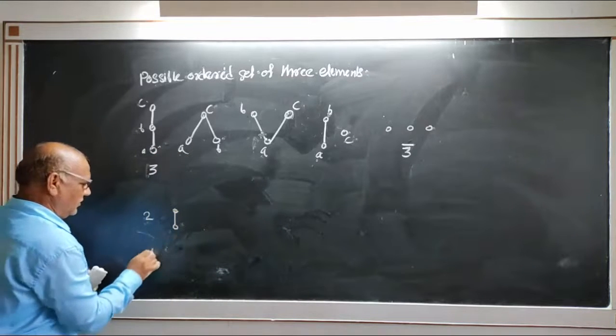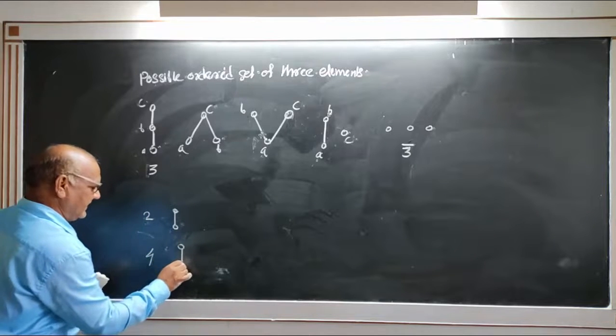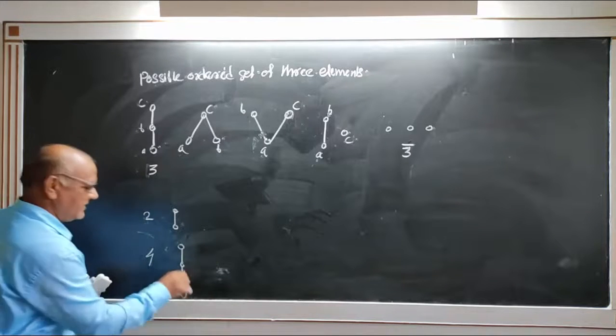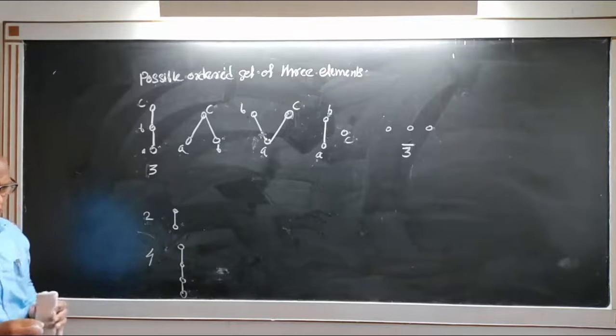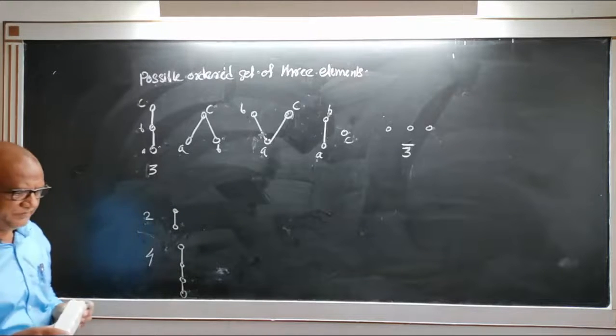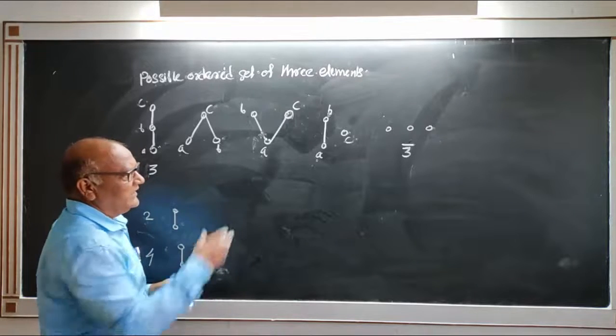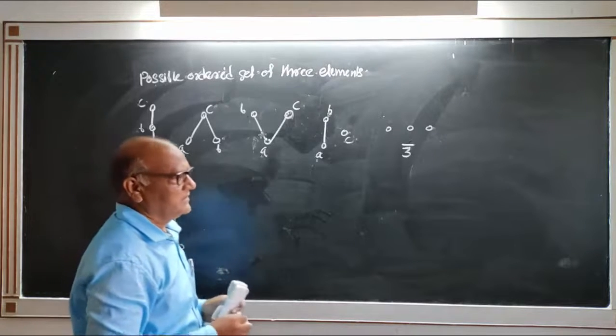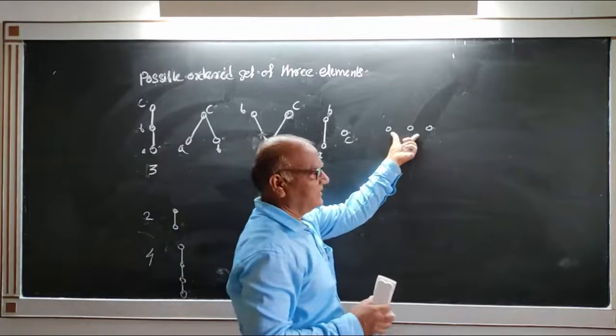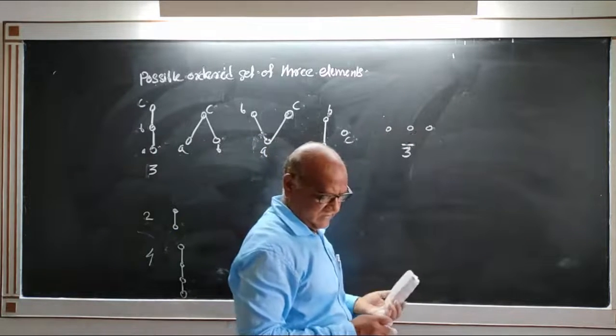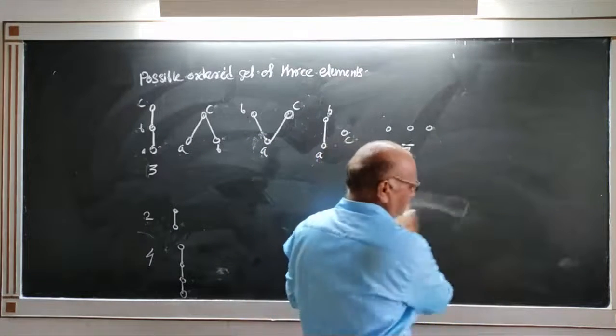Now 4, a chain of 4 elements like this. Okay. This is an anti-chain. 3 bar means 3 isolated elements. Now next here.